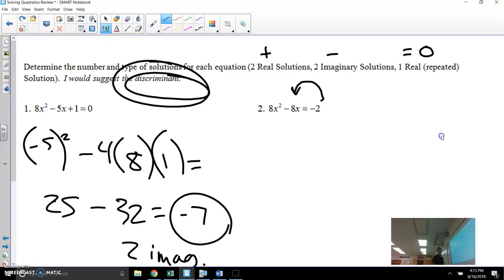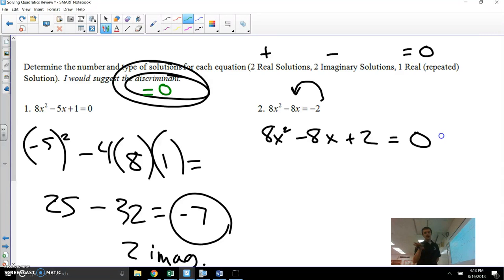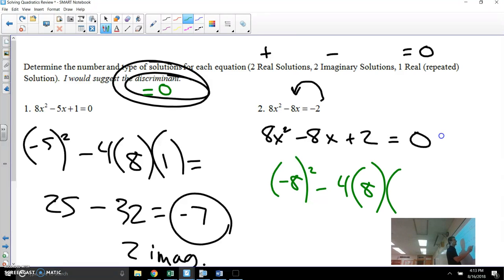particular answer. Okay, let's add 2 over to get this one started, because you do not want to do this unless you have equals 0. When you're doing the discriminant, just like the quadratic formula, you have to have equals 0, or you're technically doing a different problem altogether. So we're going to say negative 8 squared, that's b squared, minus 4ac.